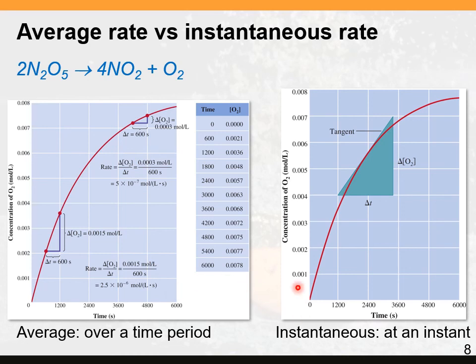Using the same curve, instantaneous rate can be calculated using only one point along the curve, an instant. The slope of the tangent to that point is the instantaneous rate at that instant.